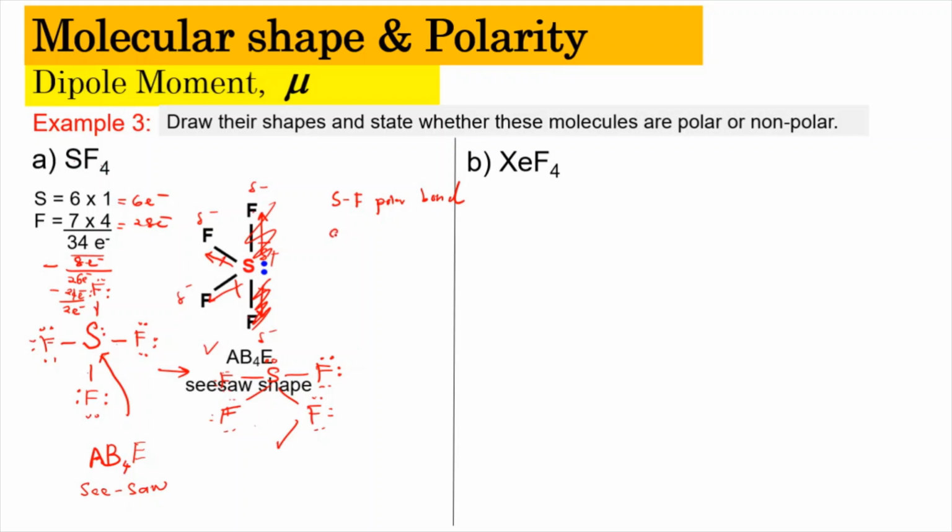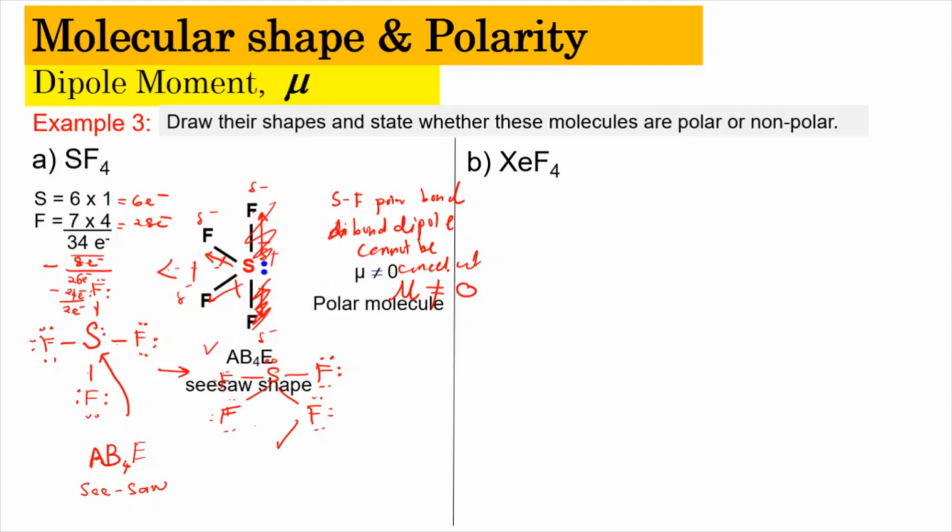And the bond dipole cannot be cancelled out. Okay, kenapa tak boleh cancel out? Atas dan bawah boleh, tetapi di sebelah sini they're going to create a resultant bond dipole. So you know that your mu is not equal to 0. Okay, and as a result, it's going to be a polar molecule.